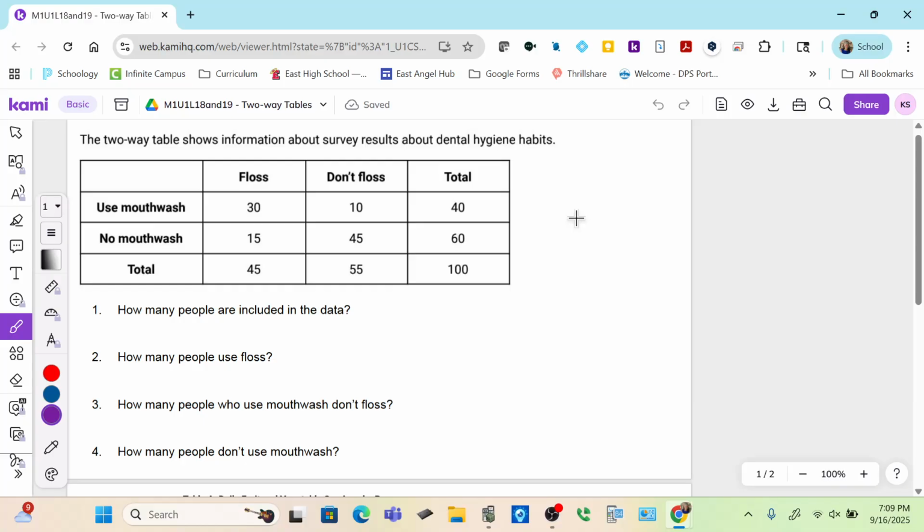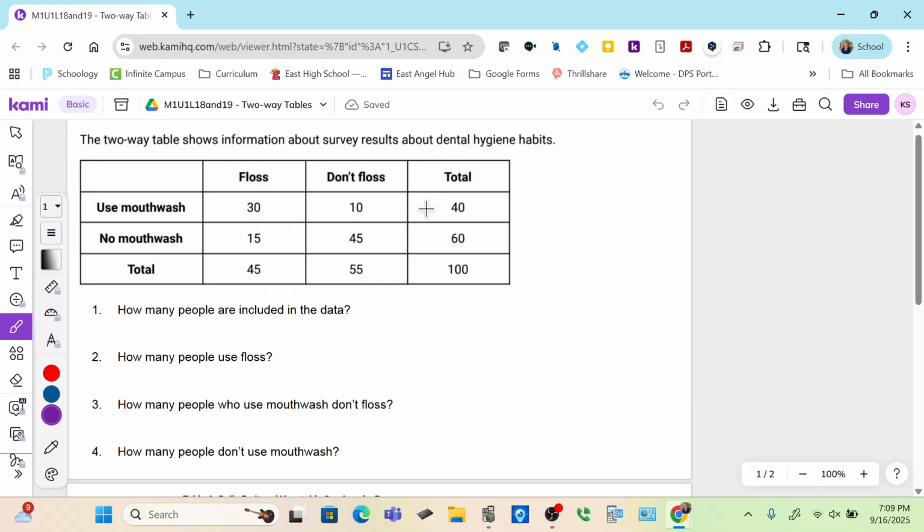My first slide here is just how do we read a two-way table, and then I will get into finding relative frequencies or finding percents based on data in a table. The reason this is called a two-way table is because we have two different categories of data that are being compared. So we have the categories of use mouthwash or no mouthwash compared to flossing and not flossing.